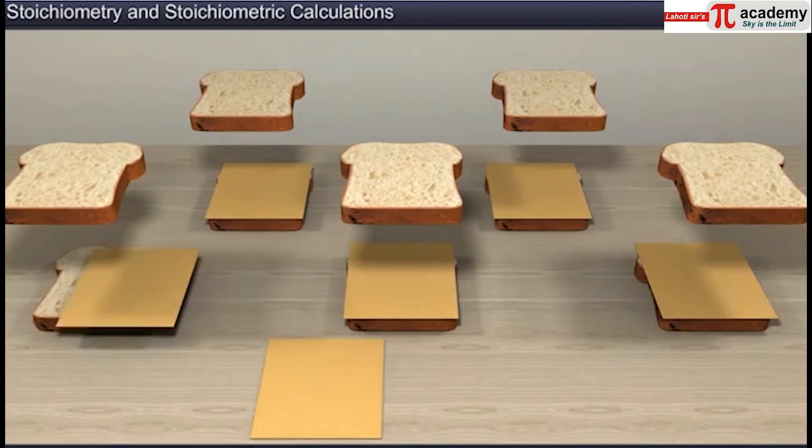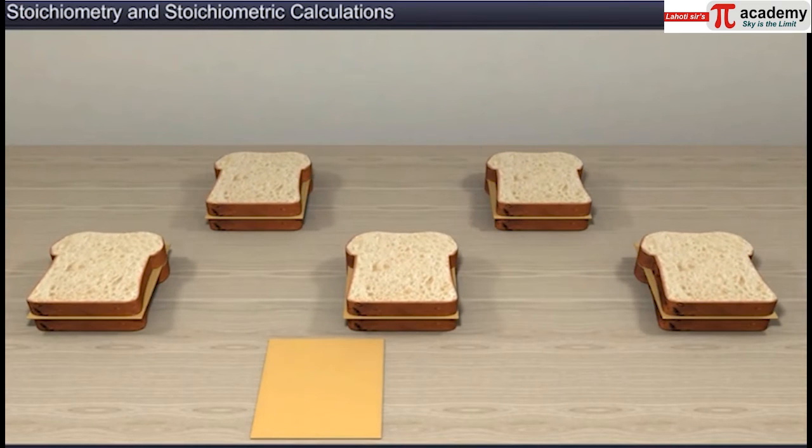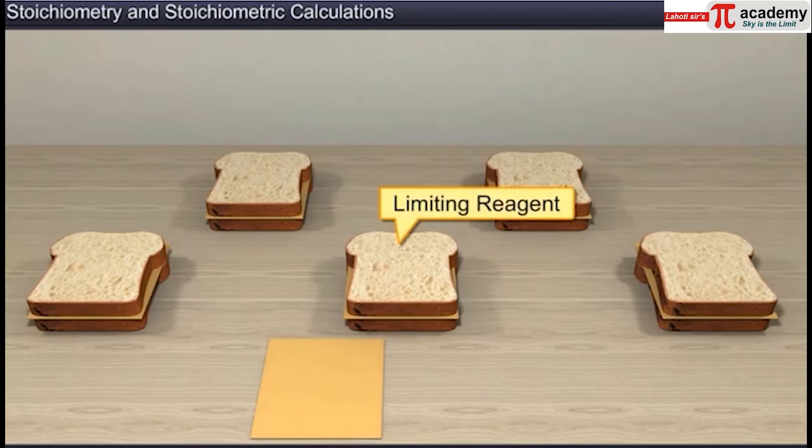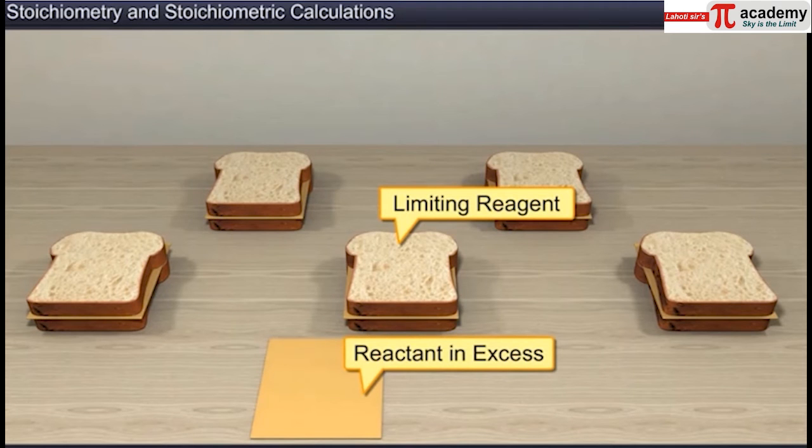In this example, bread is present in lesser amount and gets fully consumed, and hence we cannot make any more sandwiches, although 1 slice of cheese is left. Thus, bread is known as a limiting reagent, as its shortfall prevents us from making any more sandwiches, while cheese is the reactant in excess. Let's look at the steps to find a limiting reagent and reactant in excess in a chemical reaction.